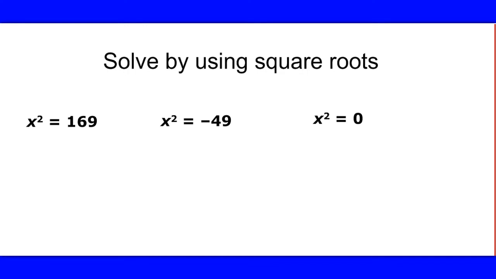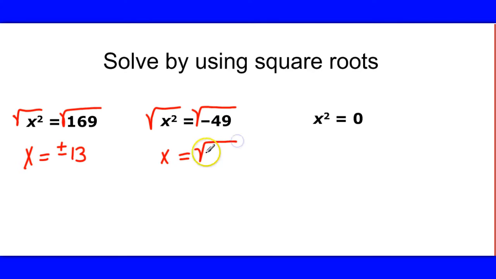So, for instance, here are some examples very quickly. If you have x squared is equal to 169, then to solve this, you would simply take the square root of both sides. The square root of x squared is x, and the square root of 169 is plus or minus 13. If we were to take this one, the square root of x squared is x, and here we are trying to take the square root of negative 49, which is impossible. That is no solution, no root, cannot be done. You can only take square roots of positive numbers, never a negative number.